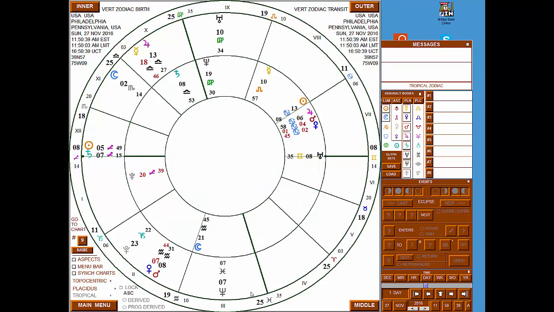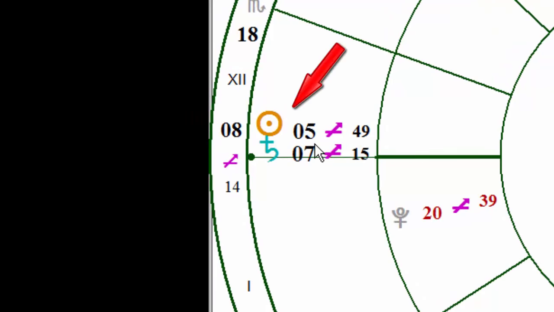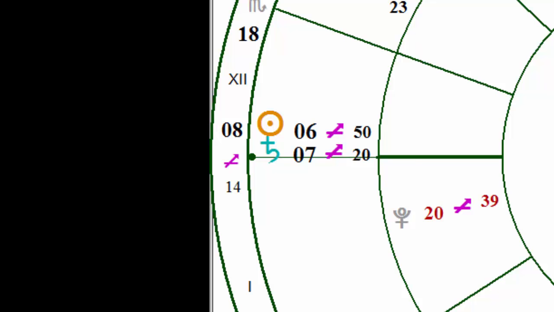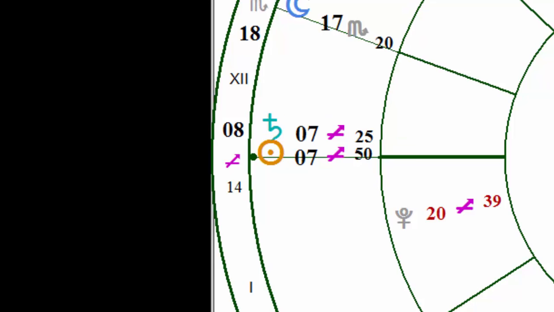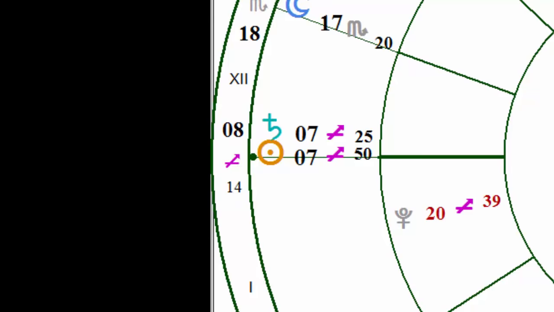Let's bring in all the planets and see whether we can find any trigger points in that time period. So on the 27th, the transiting Sun is approaching a conjunction with Saturn. Let's go one day ahead here. On November 28th, it is within orb of conjuncting Saturn. There we go. On November 29th, the transiting Sun is conjuncting transiting Saturn.